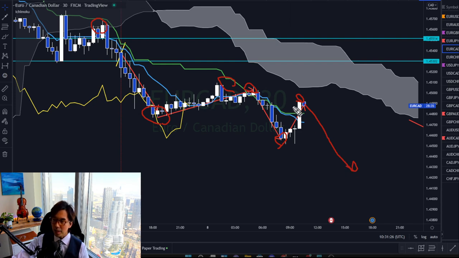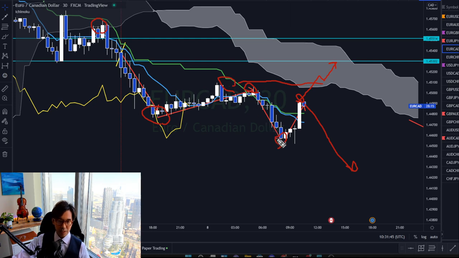But if the market breaks Kumo Senkou Span A and also the previous resistance level, if the market breaks this level, then it may turn bullish afterwards. So we have to monitor the chart in that way. But still, in terms of waves, this is bearish.